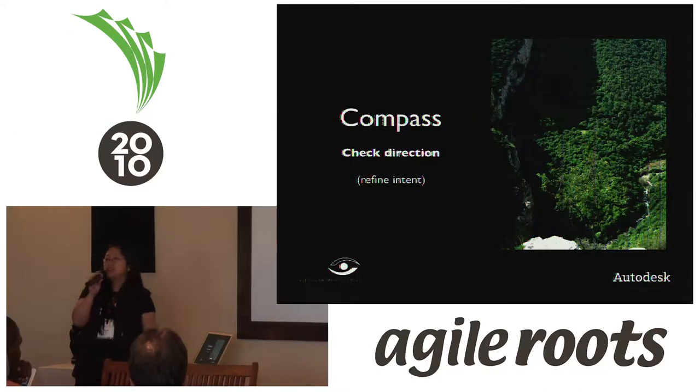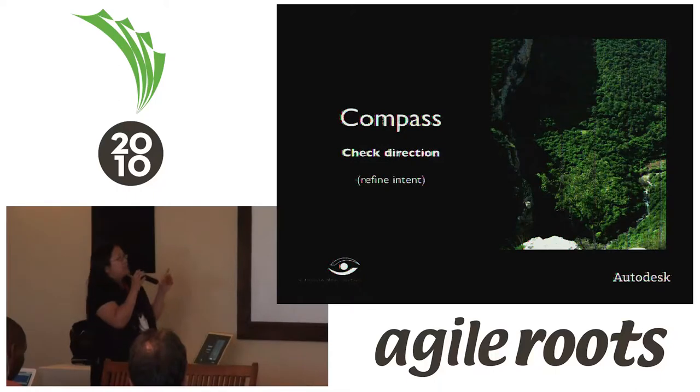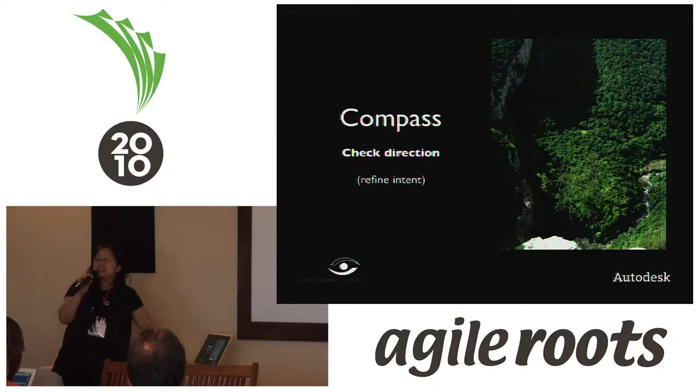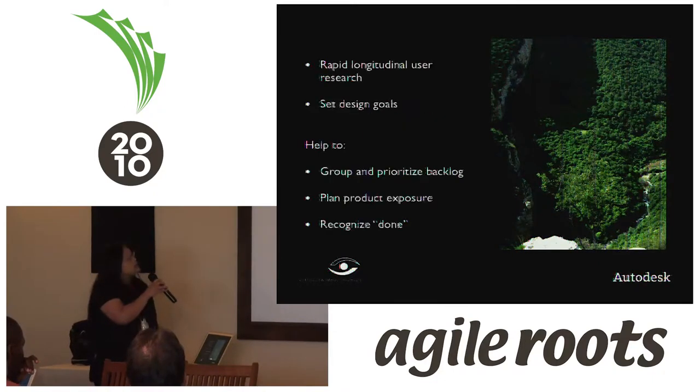But I think as user experience people, we have to start thinking about activities that help the team refine their intent or check their direction. So in essence, this is what I mean when I was saying that the product owner consists of the product manager, the business person, the tech lead, and the interaction designer. The product owner activities that we bring to the table are these sorts of things.